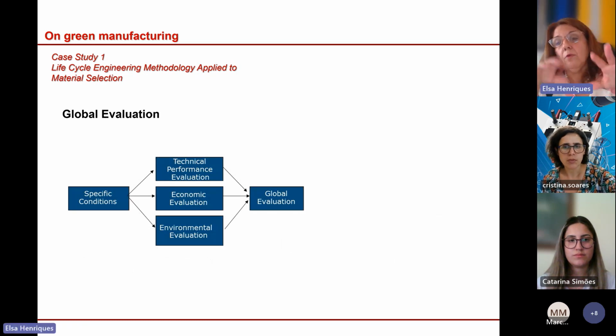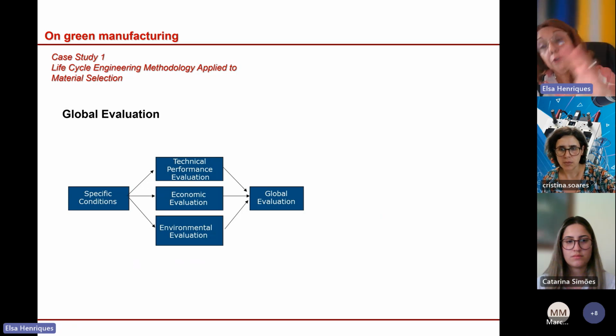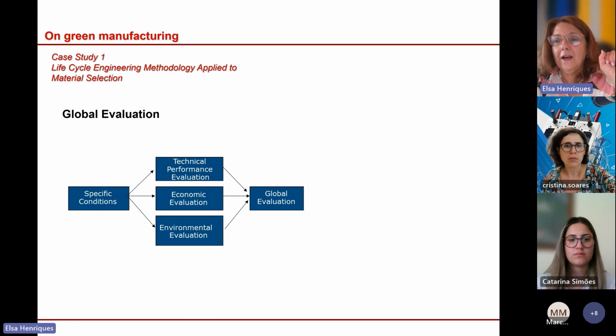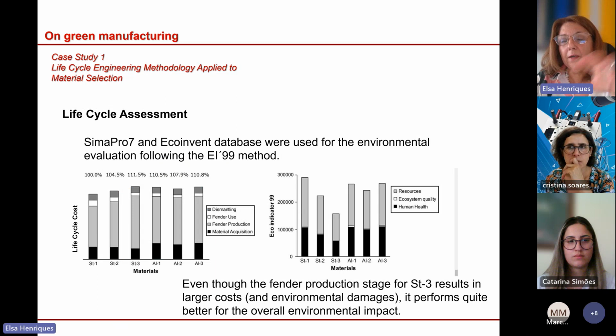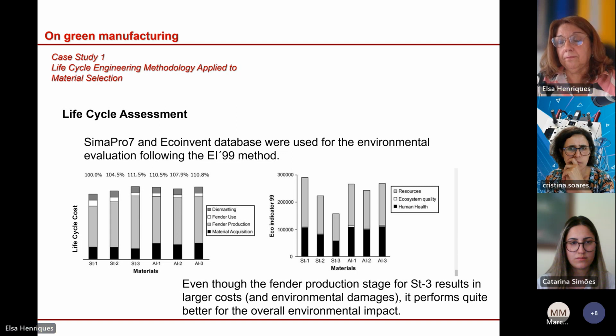Okay, so we have different materials, we have different technological performances, different cost performance, economical performance, and we have different environmental performance. And the best material, according to the 3 criteria, is not the same. So which one to select? Okay.